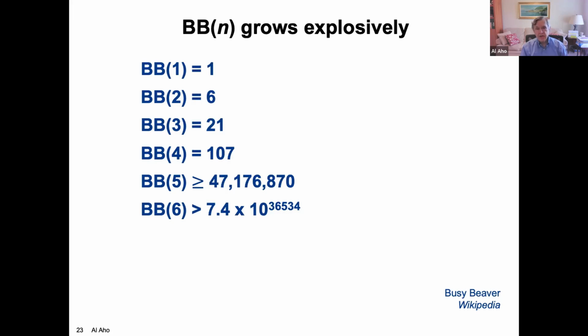In the past 60 years, lower bounds and values for the Busy Beaver function have been computed for only a few values of n. And what you'll notice is that even going to Busy Beaver of 5 and 6, we're getting astronomically big numbers.